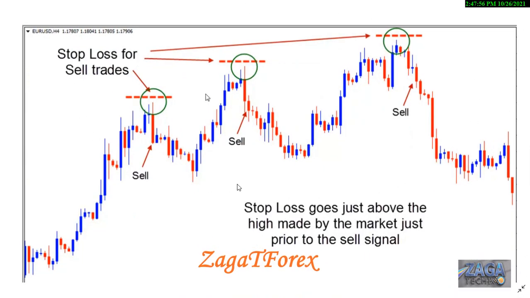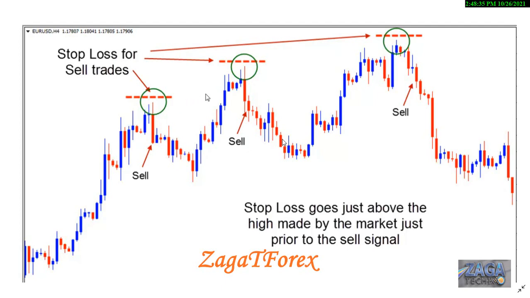As you guys are seeing these pictures here, stop loss for a sell trade goes just above what? The high made by the market just prior to the sell signal. Alright, now let me explain. Support and resistance areas are excellent places to put your stop loss, guys. Now, when you're in a sell trade and you want the market to drop, putting your stop loss just above the most recent area of resistance is the safest place to put your stop loss.